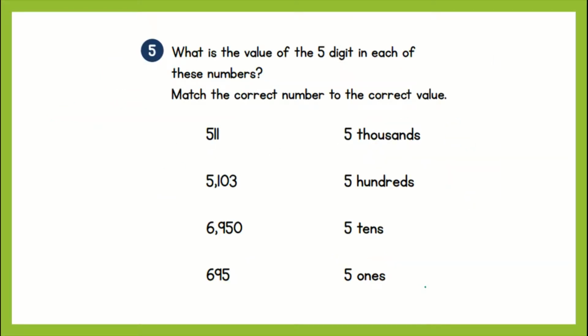Question 5. What is the value of the 5 digit in each of these numbers? Match the correct number to the correct value. Here the 5 is in the hundreds column, so that would mean that it is 500. The 5 in this one is in the thousands column, that means 5,000. The 5 is in the tens column, so that is 5 tens. And the 5 is in the ones column, so this would be this one.